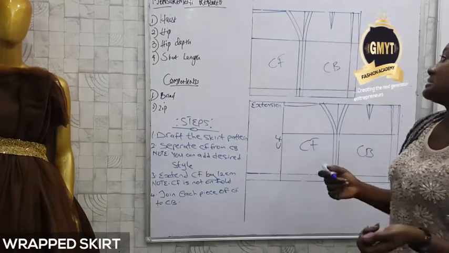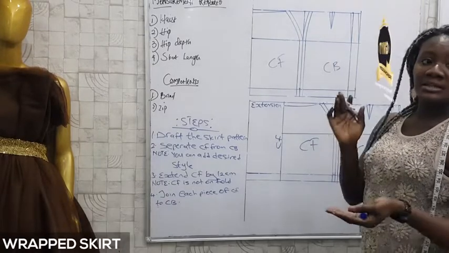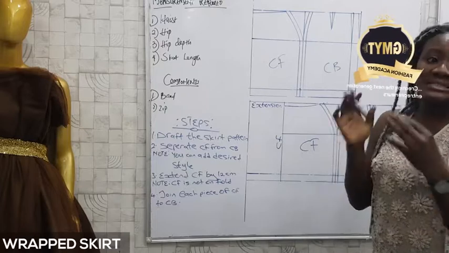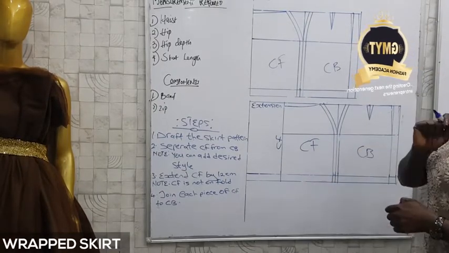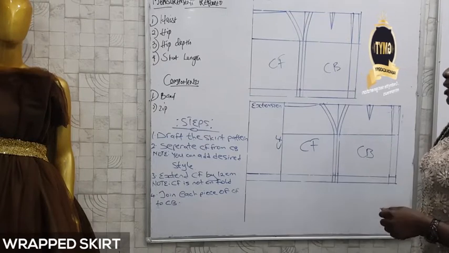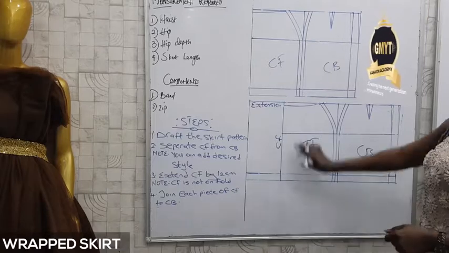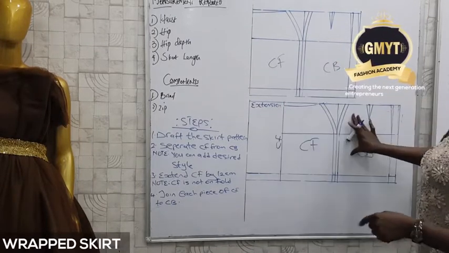So for me, I can decide to add a ruffle. I can decide to add a flare. I can decide to leave it straight, leave it pencil, depending on my desired style. So you can add your desired style. Step 3 says extend CF by 12 cm. Note, CF is not on fold. So you can see my CF. So now this is my basic skirt pattern and this is the explanation of the wrap skirt.